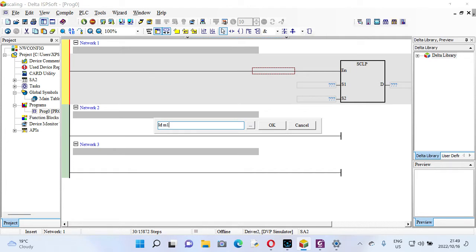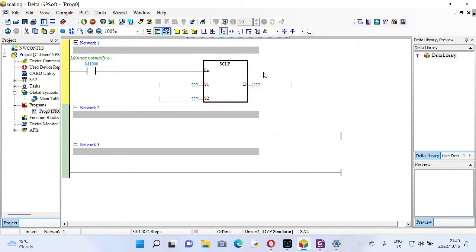So load M1000. In my other video, I explained how the load M1000 works. It's just an always on flag. Whenever the PLC moves from stop to run, this bit closes. Okay, so what we have here, we have S1 and then we have S2.